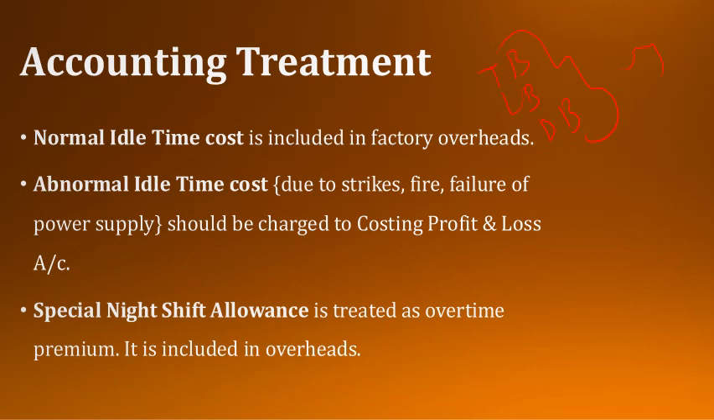And the second part is abnormal idle time. This abnormal time is due to strike, fire, power failure, machine breakdown. So different reasons are there for abnormal idle time, and that will be treated as loss and charged to the costing profit and loss account. This is not your factory overhead, this will be treated as loss. And normal idle time will be part of factory overheads, or we can call them works overheads.